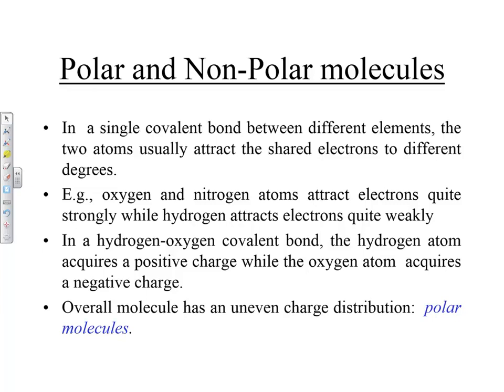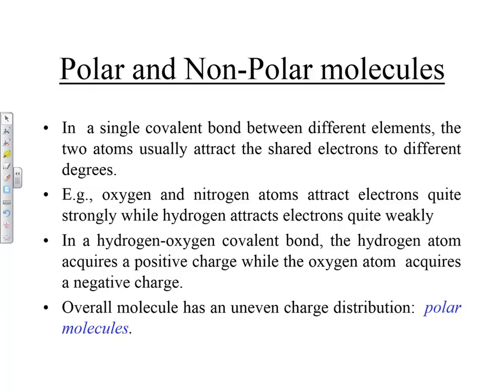Okay, now we come to some interesting stuff. In a single covalent bond between different elements, the two atoms usually attract the shared electrons to different degrees. If it's a covalent bond, there is no transfer of electrons, so you're not going to have something completely positively charged and something completely negatively charged. But the two atoms of different elements may have different affinity for electrons. For example, oxygen and nitrogen attract electrons quite strongly, while hydrogen attracts electrons quite weakly.